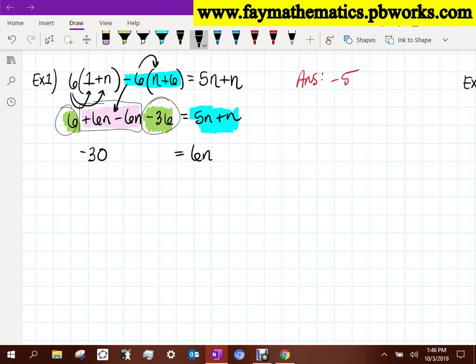So at this stage, what do we do? Divide both sides by 6. So that's where we get our negative 5 is equal then to 1n. And there's our solution.